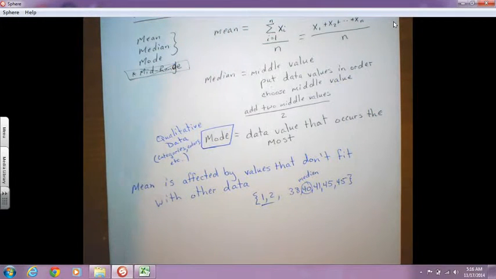And the last descriptive statistic that we want to look at is no longer a measure of center. We have what's called a measure of deviation, or the standard deviation.